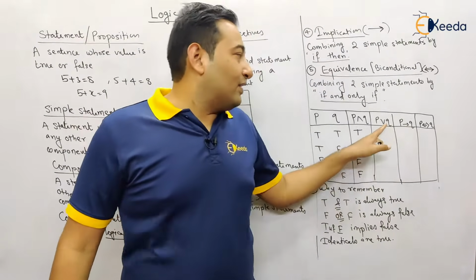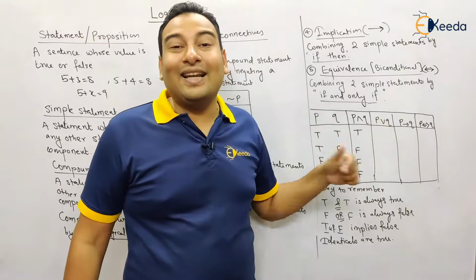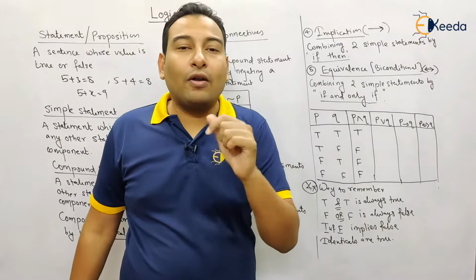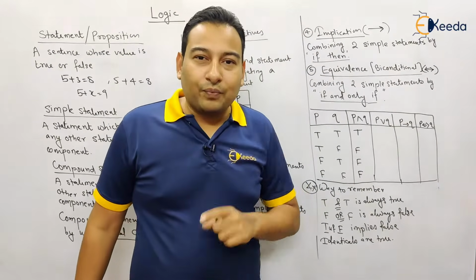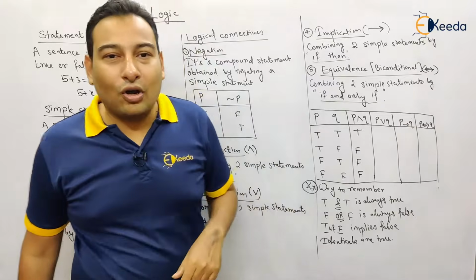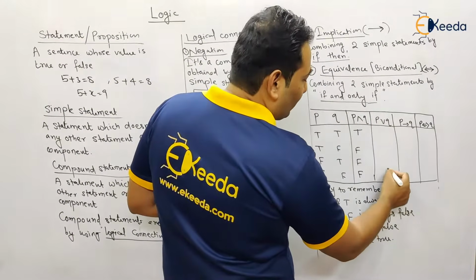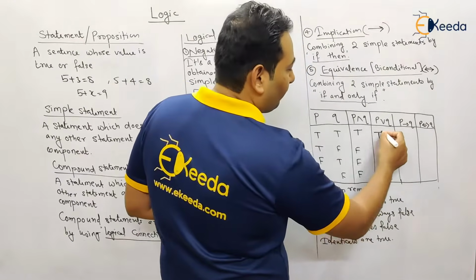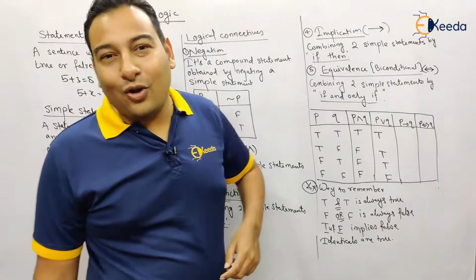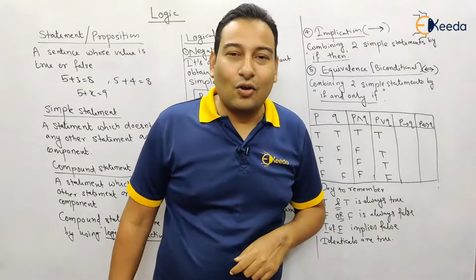Next, this is your or, basically disjunction. False or false is always false. See here. False or false is always false. Rest everything is true. So true and true is always true, and false or false is always false.